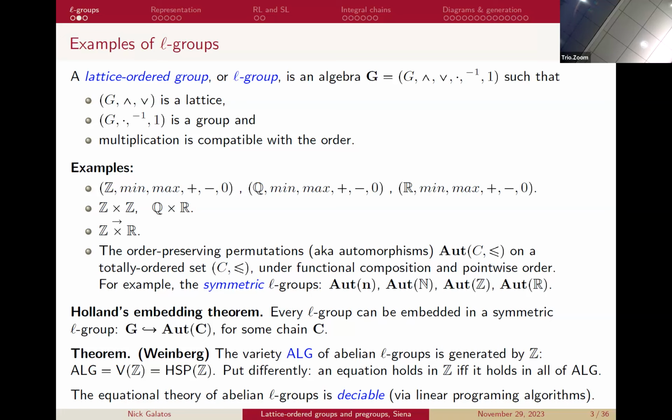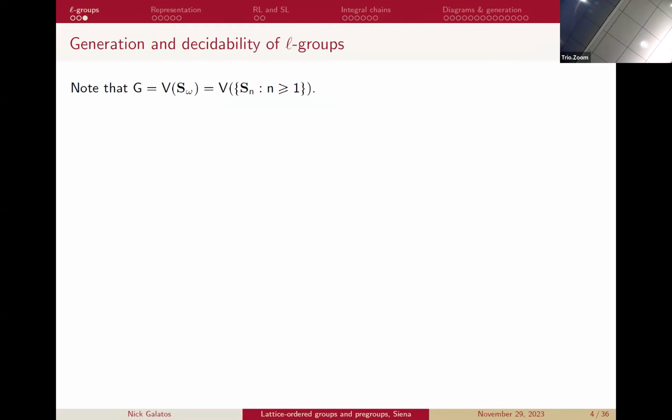And that's what we'd like to do. We'd like to get this decidability result and generation results. So how does it work for groups? What are some generating algebras for the variety of groups? Well, the symmetric group on countably many generators gives you enough flexibility of permuting things to generate all groups. Or equivalently, the finite symmetric groups, the SNs, but all of them, to be sure. And I'll include a proof of that in this slide.